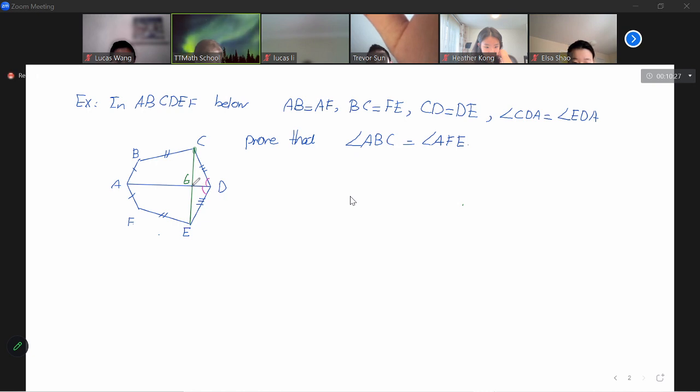SAS. Why? See how GD is equal to DE, and the angles are equal. They're sharing the same side, right? Yeah, and they share a side. By SAS, therefore they're congruent. Therefore, the corresponding angles are the same.